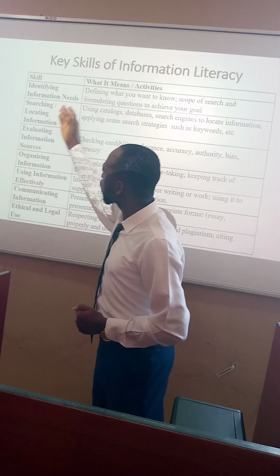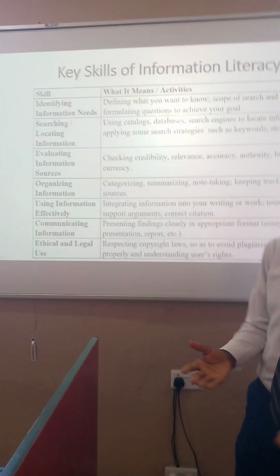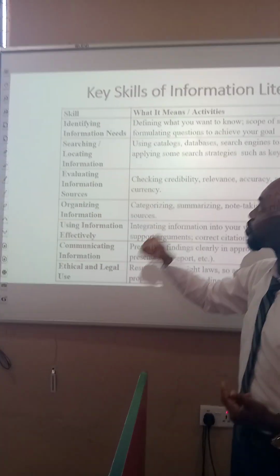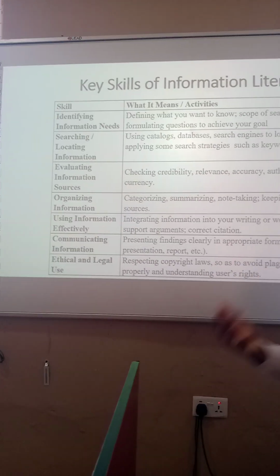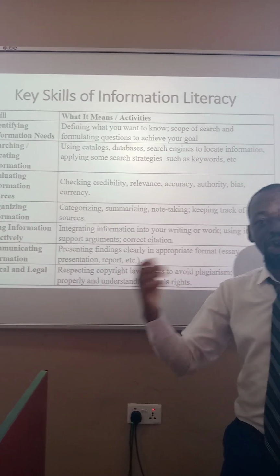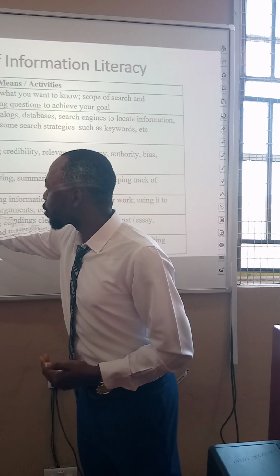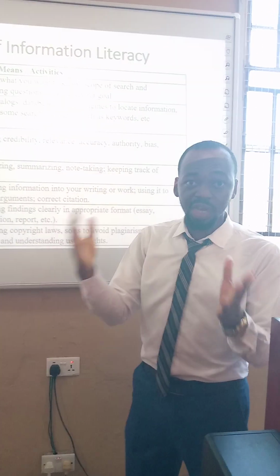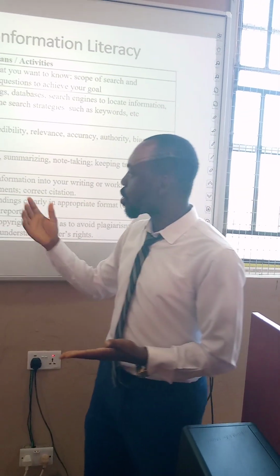Secondly, how to search and locate information. When you need information, where do you go? How do you locate that information? Thirdly, evaluate information resources. When they give information resources, how do you know which one is current, which one is obsolete, which one is true, which one is fake? It's also a skill. How to organize information. Do you know how to organize information? That tells if you're an information literate person, if you have the skill or not.